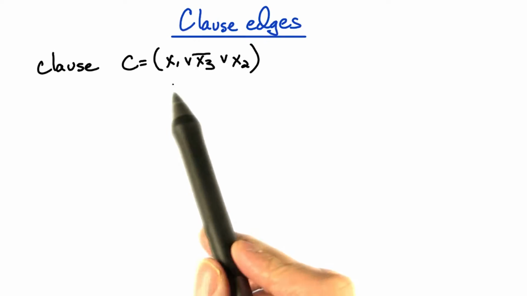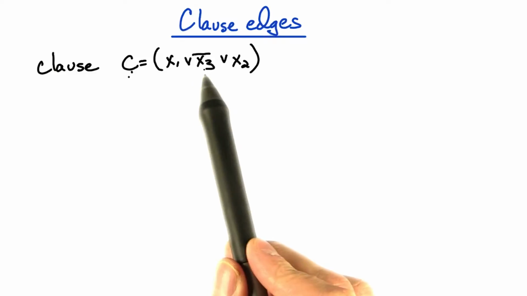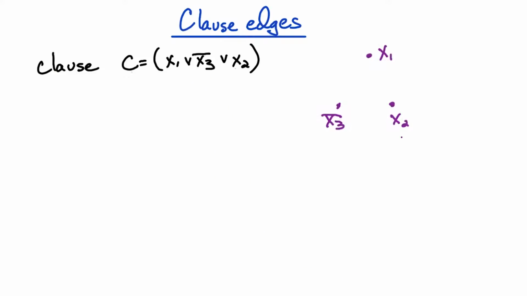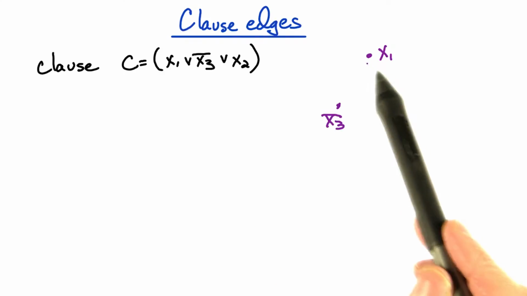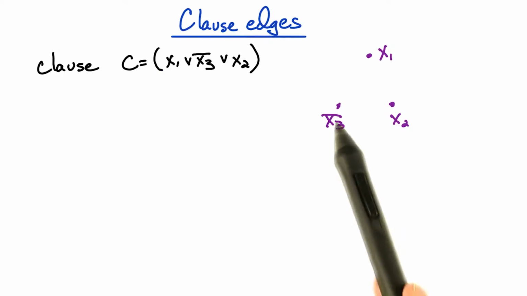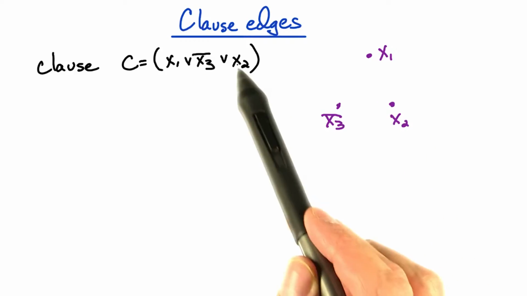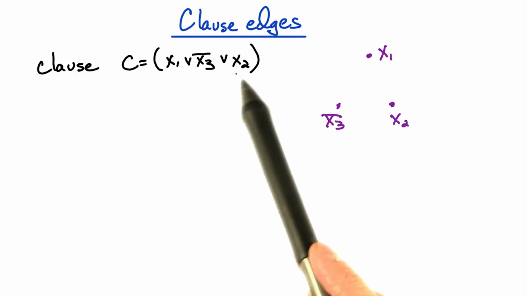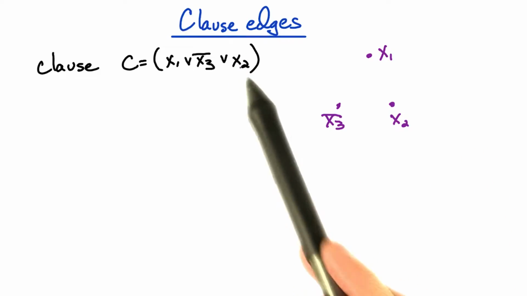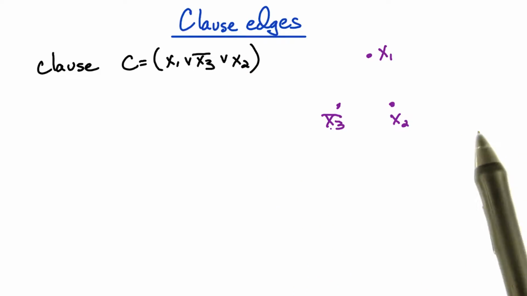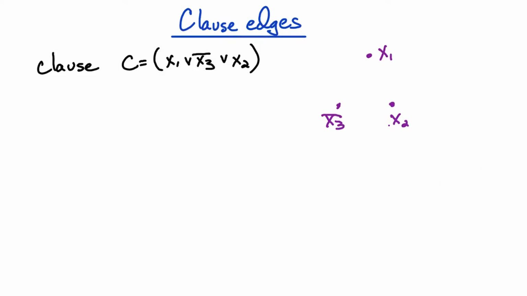Let's consider a clause of size 3. So here's a clause which is x1 or x3 bar or x2. In our graph we're going to have 3 vertices corresponding to the 3 literals. So this first vertex corresponds to x1, this second vertex corresponds to x3 bar, and the third vertex corresponds to x2. Now some of these literals might appear in other clauses. For example, if there's another clause containing x2, we'll have another vertex corresponding to x2. So there are multiple vertices corresponding to the same literal.